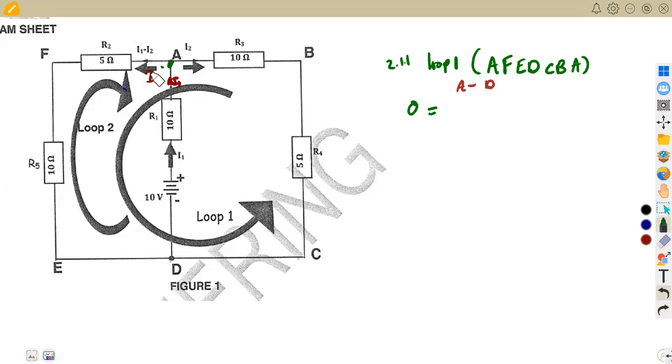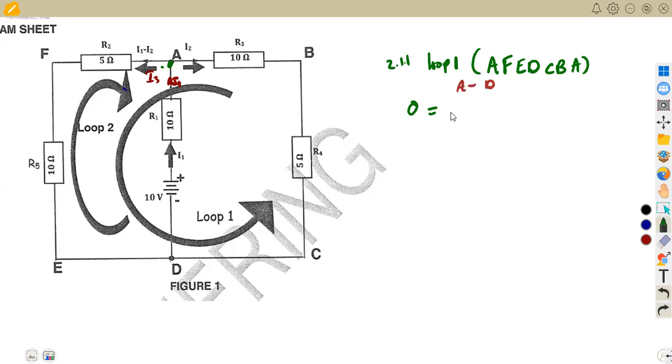The current is flowing in the same direction as the loop, the way we've taken our loop. It's flowing in the same direction as the arrow given here, and this arrow indicates the direction of current. So it's flowing in the same direction as we are moving from A to F to E to D. We are moving in the same direction, so it is going to be positive.